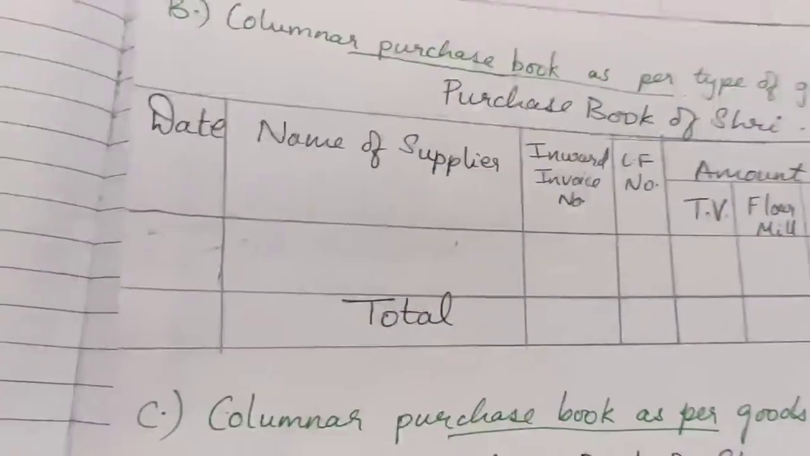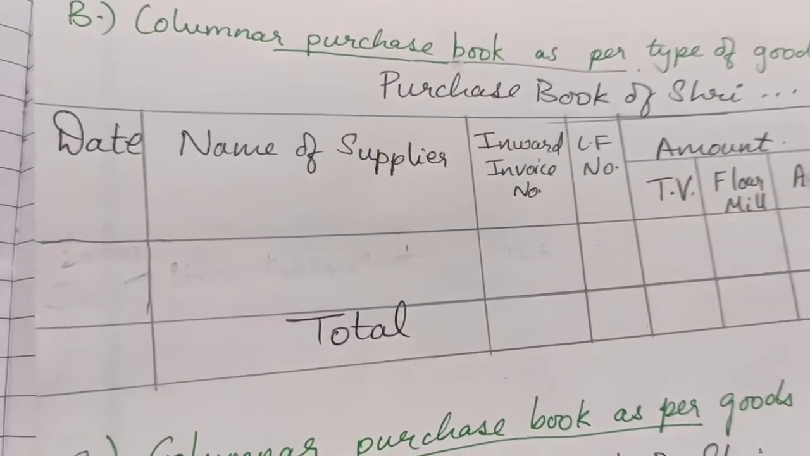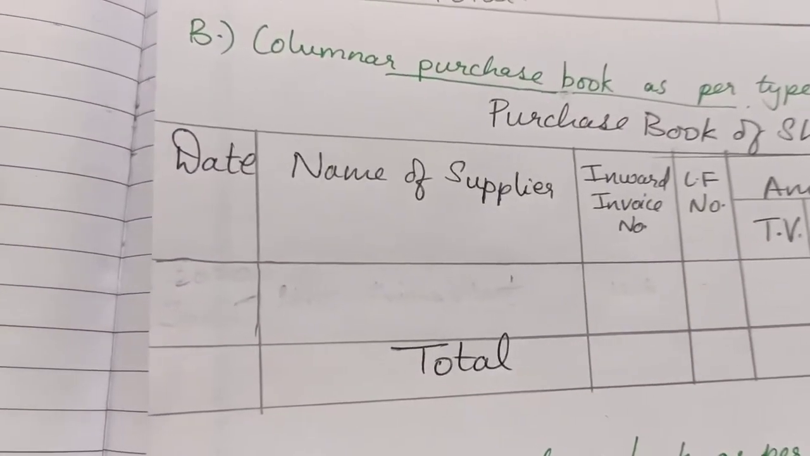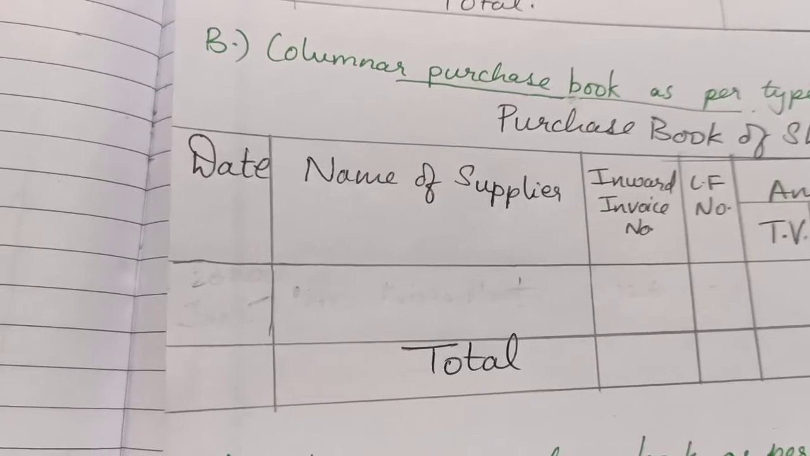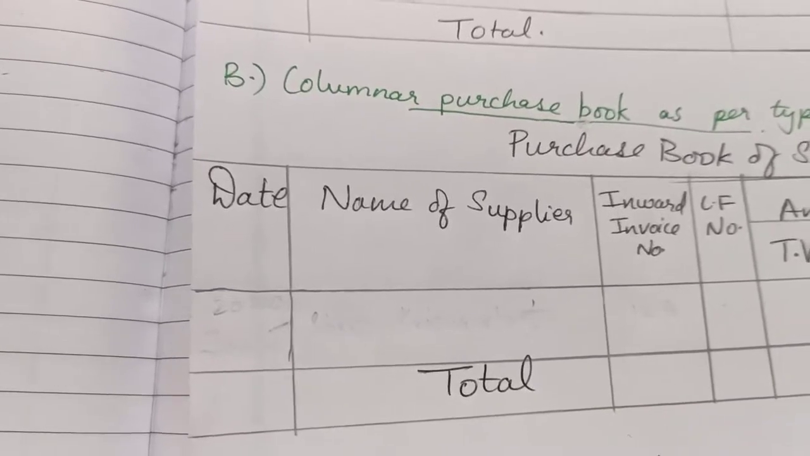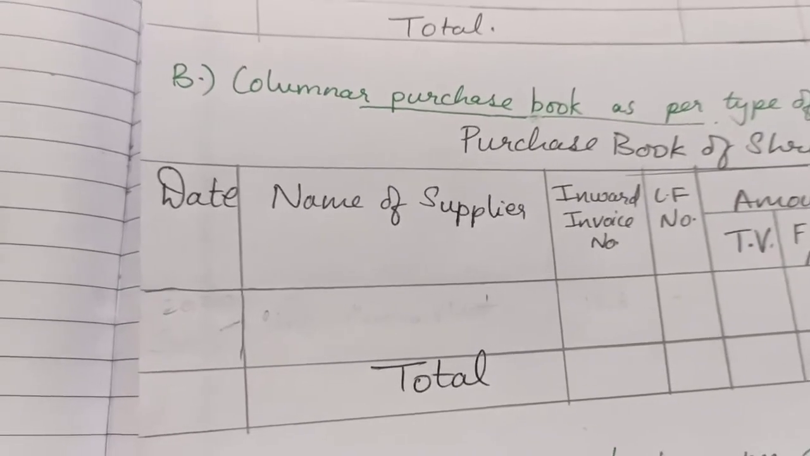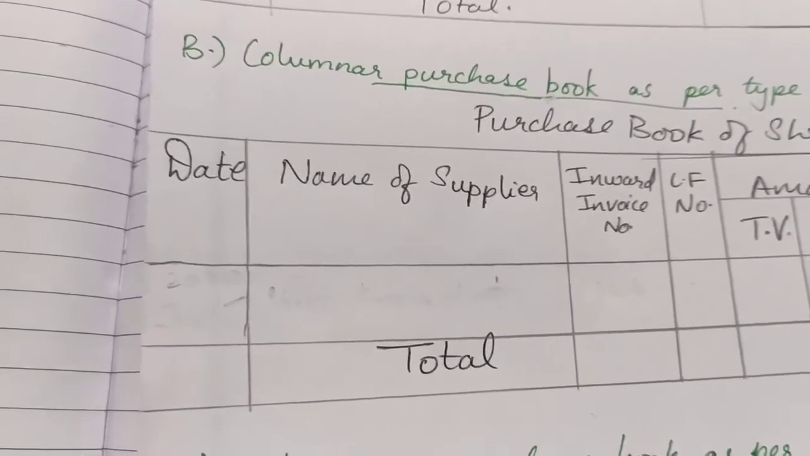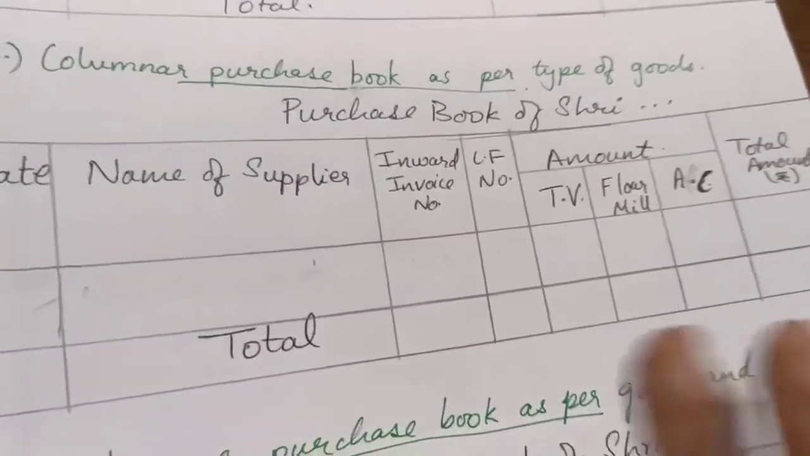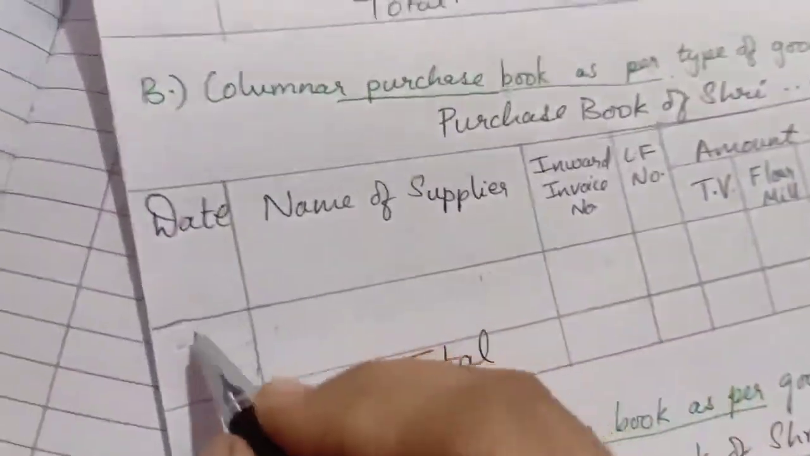For instance, on January 5th, 2020, purchased from Shri Krishna Mart 10 pieces of TV at the rate of 1200 per piece, then 12 ACs at 2500 per piece at 10% trade discount. The invoice number is 126, which is received by us, and half of the amount is paid immediately in cash. Though half of it is paid in cash, we have to consider the whole transaction to be credit, and we'll write it in the purchase book of Shri.